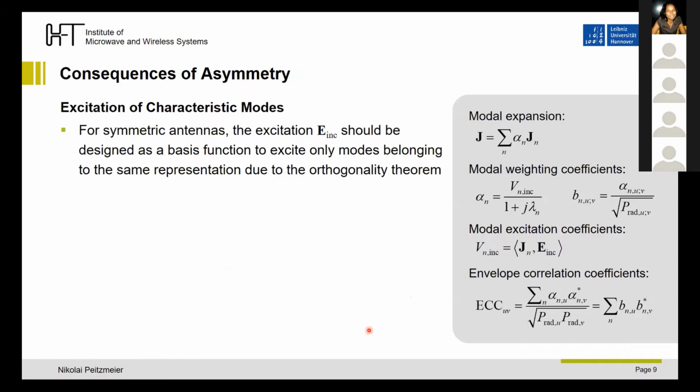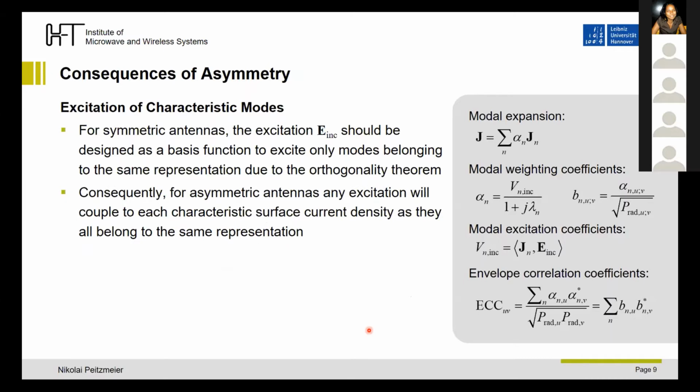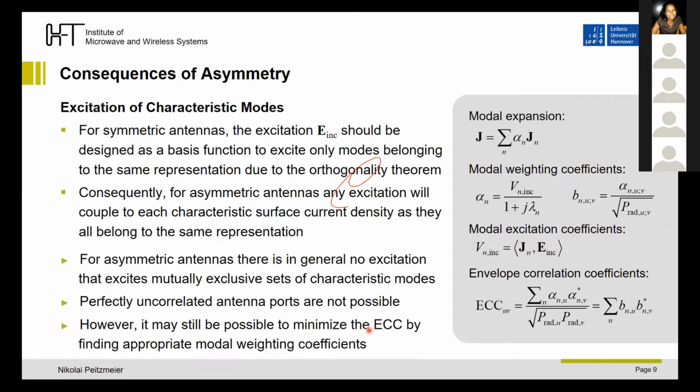As I said in the introduction, for symmetric antennas, we need symmetrically placed feed points. So the antenna port has to represent the symmetry. Of course, this is not possible for an asymmetric antenna. And furthermore, we can conclude from the slide before that virtually any excitation will couple to each characteristic surface current density, at least to some degree. So perfectly uncorrelated antenna ports will not be possible on an asymmetric antenna.